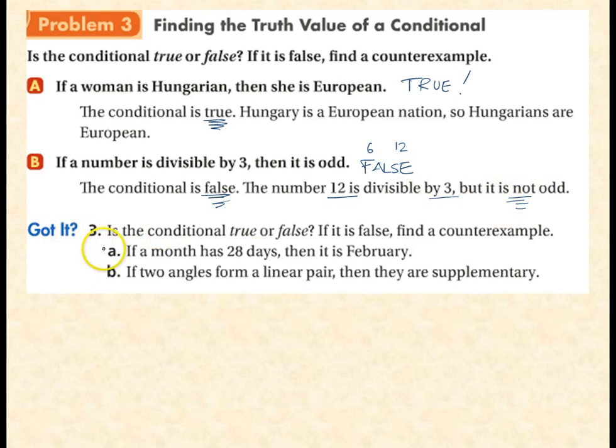Alright, so check on 3. See if you can decide whether each conditional is true or false. If it's false, see if you can find a counterexample.